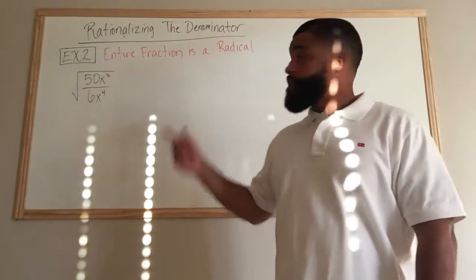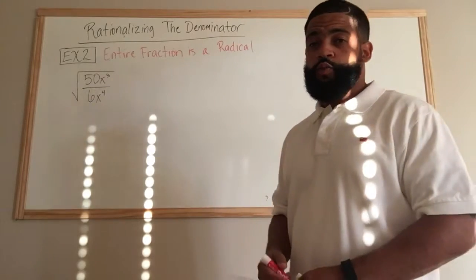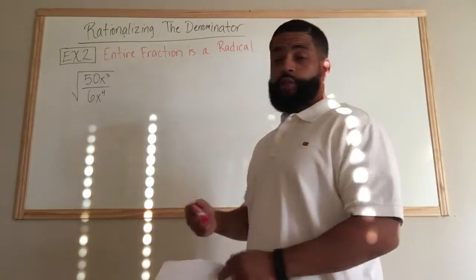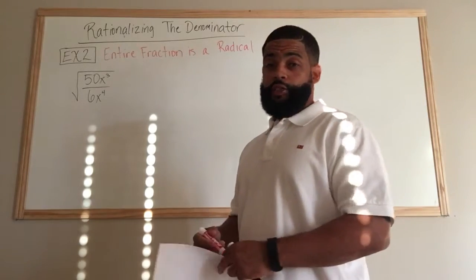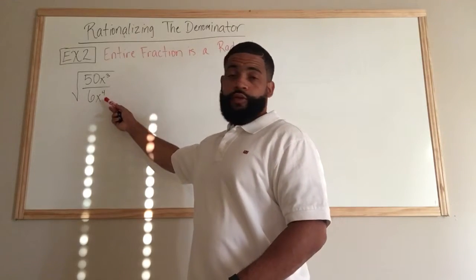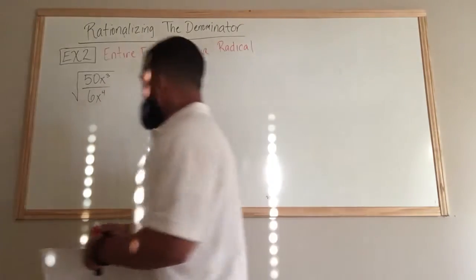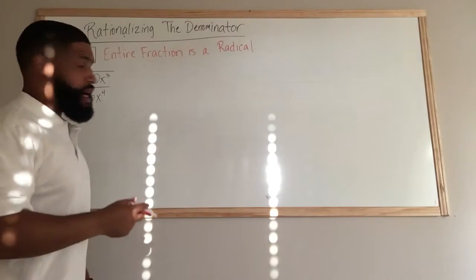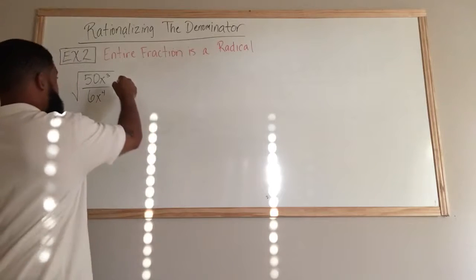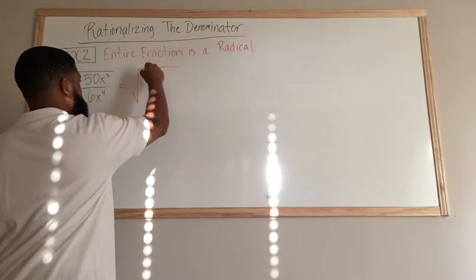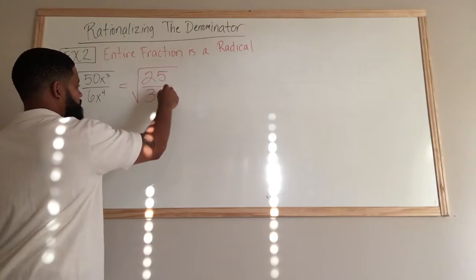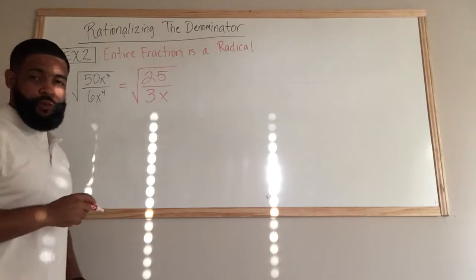In our second example, we're talking about a case in which the entire fraction is under a radical. So the first thing we need to do is reduce this fraction. We have the square root of 50x to the third power over 6x to the fourth power. Now, if we simplify 50x to the third power over 6x to the fourth power, we actually get the square root of 25 over 3x. We divided both of those numbers by 2.